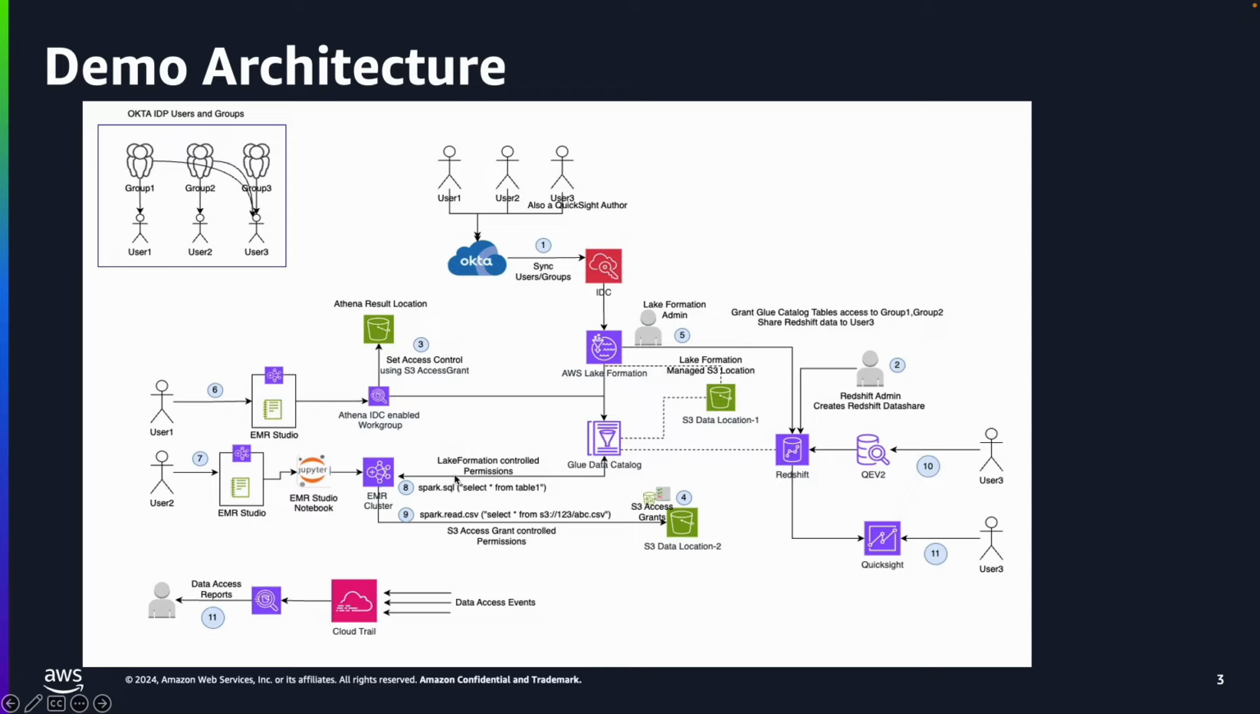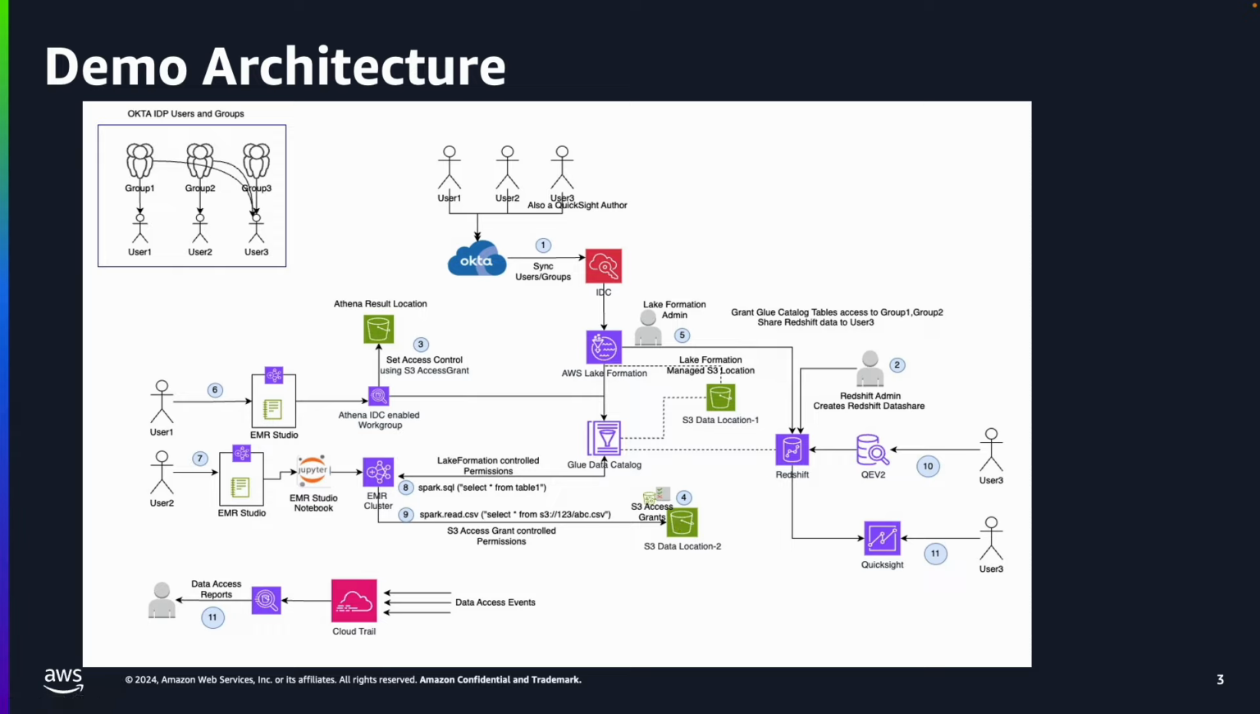cluster. The EMR cluster uses a security configuration which integrates with AWS IDC for authentication and uses AWS Lake Formation for authorization. User 2 also accesses the S3 data location, which is controlled using S3 Access Grants, from the same notebook. With this kind of hybrid access management, you can use Lake Formation to centrally manage permissions for all your datasets cataloged to Glue Data Catalog, and you can use S3 Access Grants to centrally manage access to your raw data, which is not yet cataloged to AWS Glue Data Catalog.